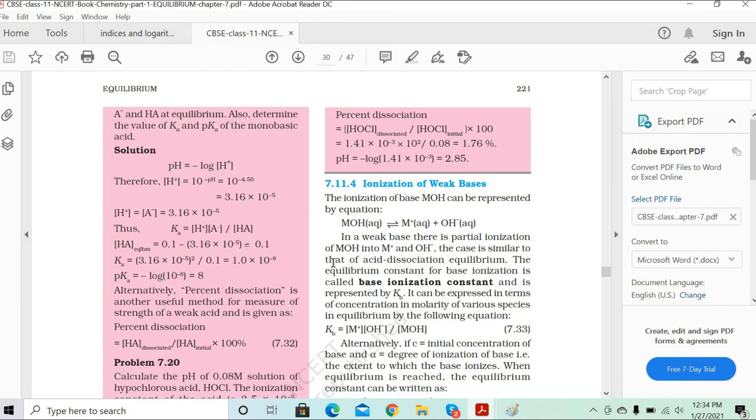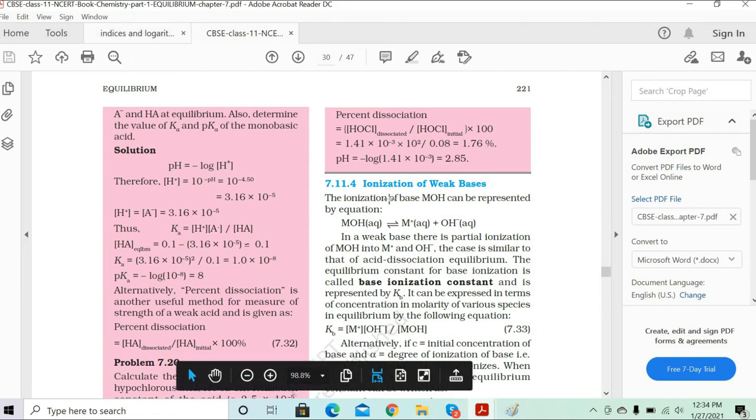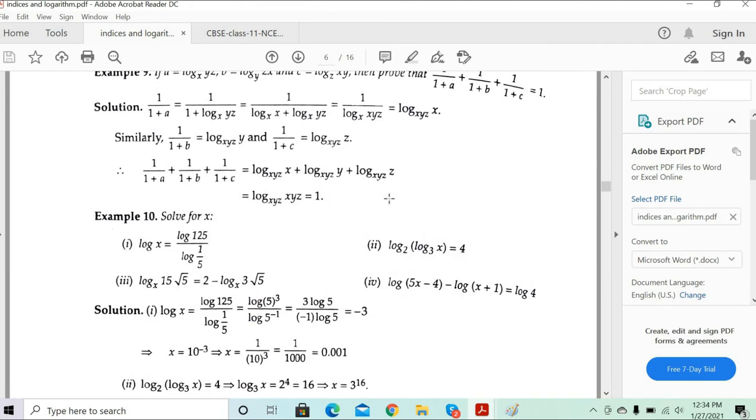Okay, I got it, sir. Try. We are just trying to use the two formulas which we have learned. One was the equilibrium constant formula, and the second is, in terms of the pH, what is the relation with the equilibrium constant. Those two formulas only we are trying. Right? Try. Yes, sir.